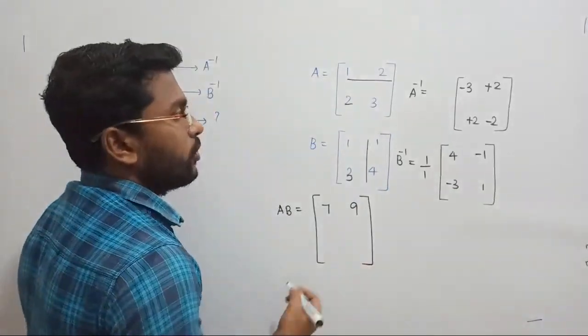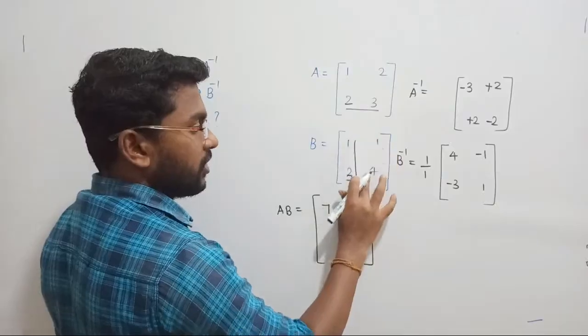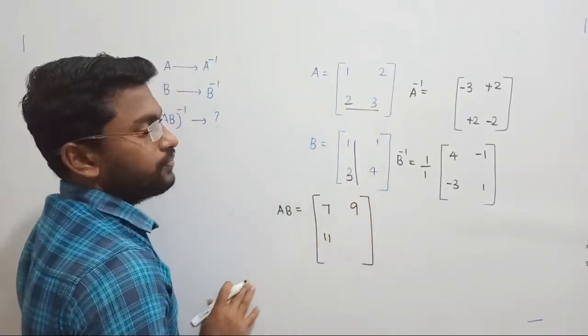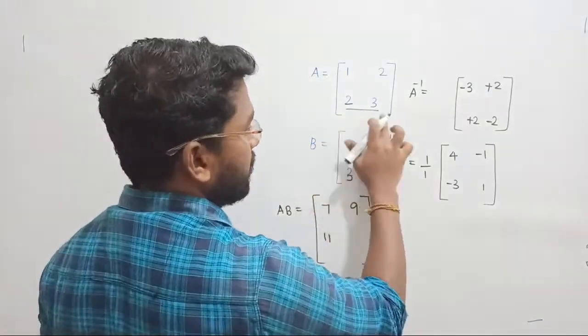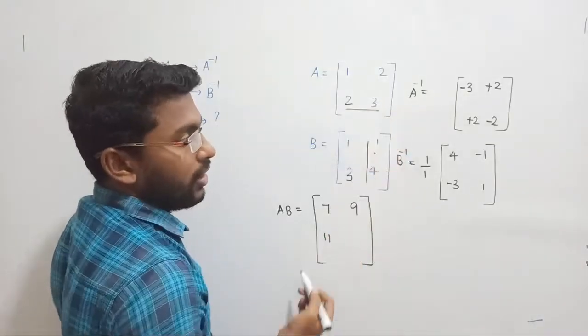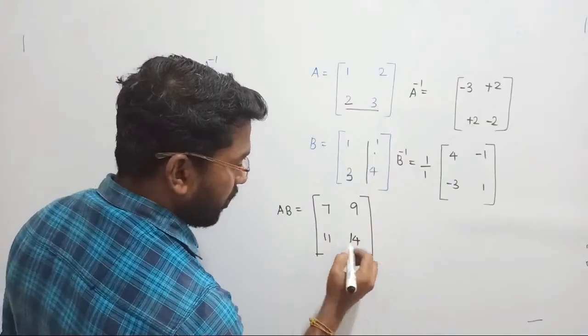Now, next one, select the second row with the first column. Again, perform the operation with the first column, such that 2 into 1 plus 3 into 3 is going to give you 11. Clear? Now, select the second row with the second column, such that 2 into 1 plus 3 into 12 will give you 14, right? So the answer is what we are going to get. That is going to be AB.